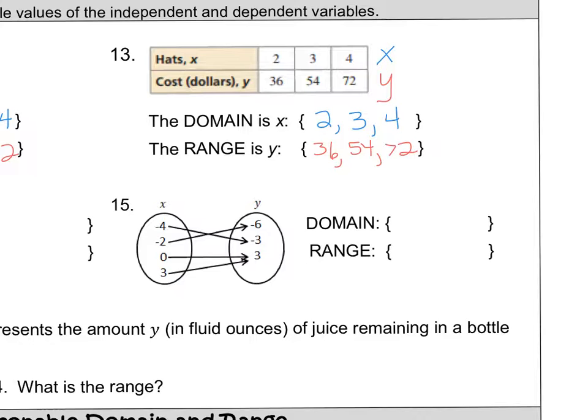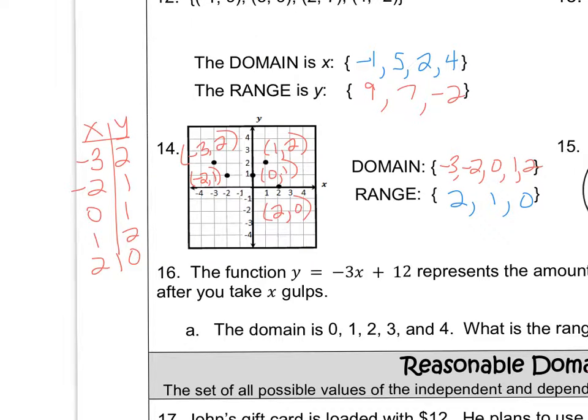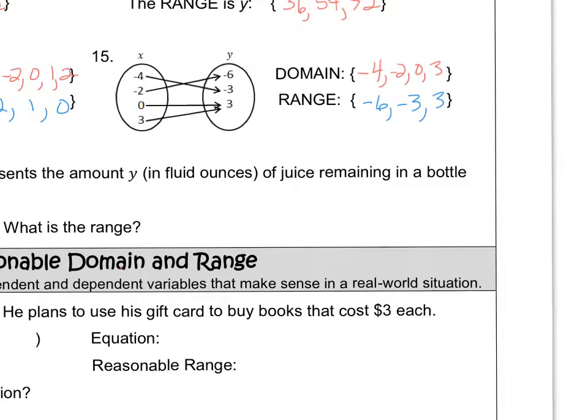Pause the video, get your answers, and then check back. Okay, just verify that you didn't write down your 1s or your 2s in the range more than once. Then on number 15, mapping diagrams are very easy. They've already listed out your domain and range in the mapping, so go ahead and do that one. Pause your video, do your work, and then check back for the answer. Okay, so number 15 was pretty straightforward.